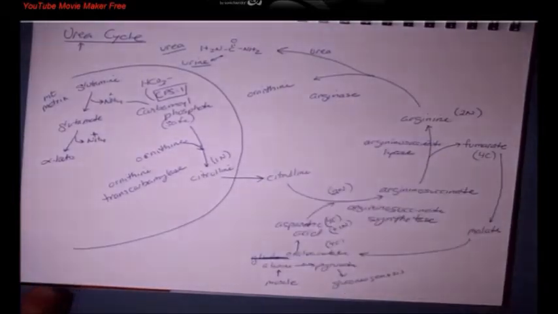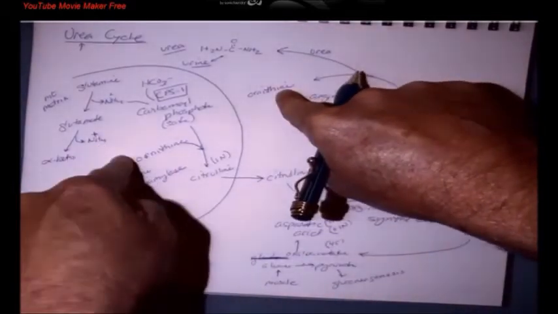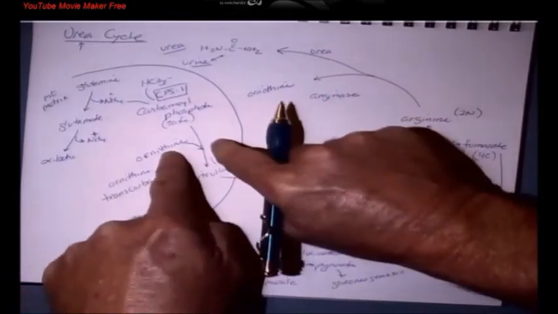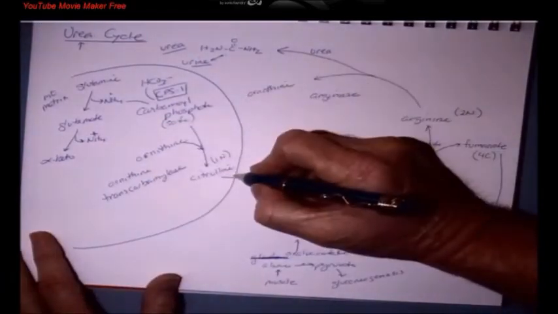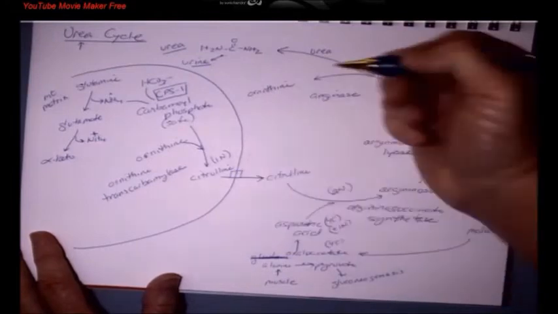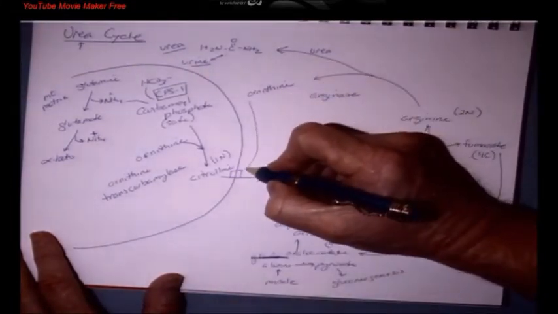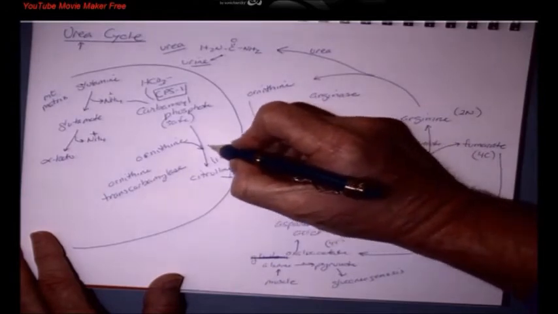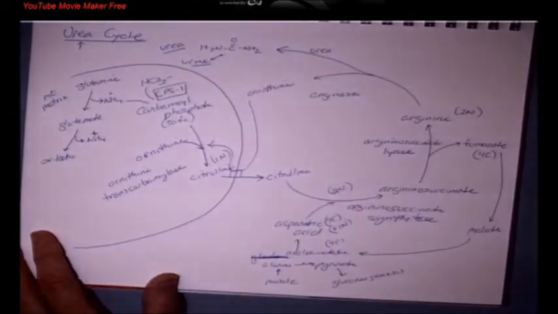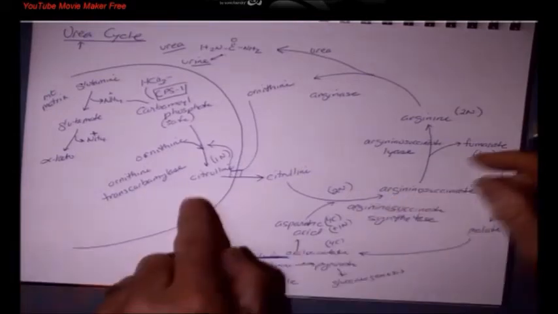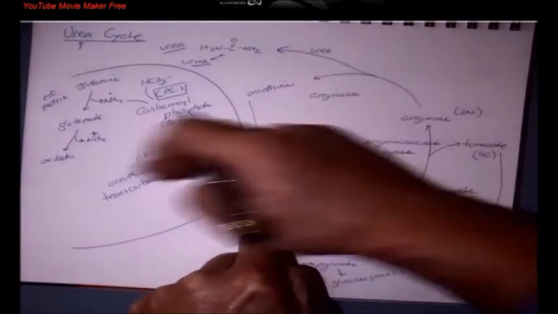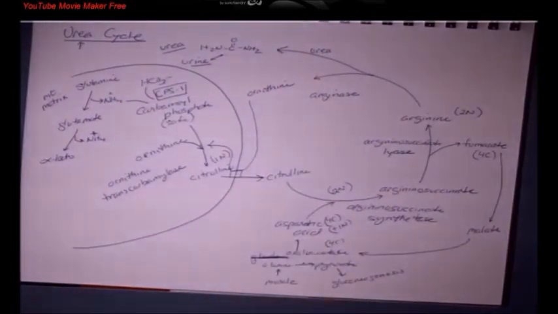Now we have to get the ornithine into the matrix of the mitochondria so that we can keep processing the carbamoyl phosphate. And so this transporter that transports citrulline out will transport ornithine in. So that is a 1-to-1 antiporter. And so for every citrulline coming out, 1 ornithine goes in and our equation is balanced.